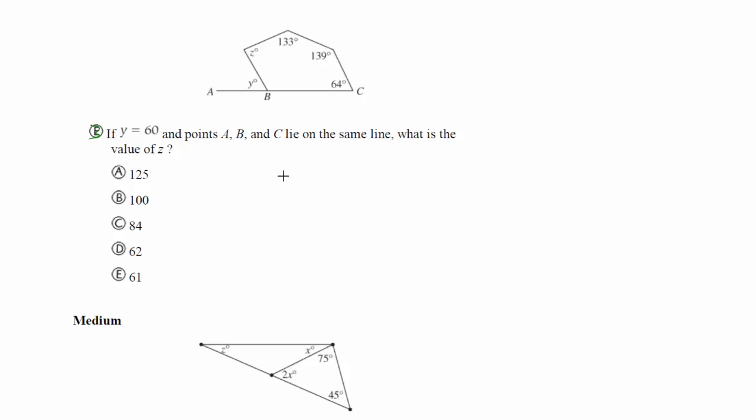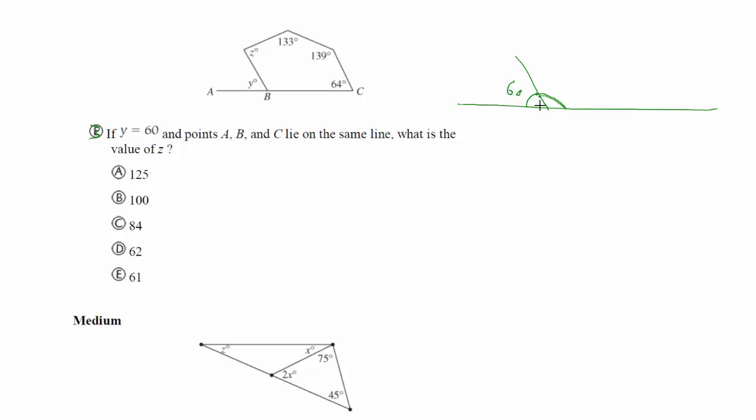You have a polygon here, and you're given that the value of y is 60, and the points A, B, C lie on the same line. What is the value of z? So we have to calculate the value of z, and we know that ABC is a line. So if ABC is a line and this y is 60, then what will be the angle next to the 60?